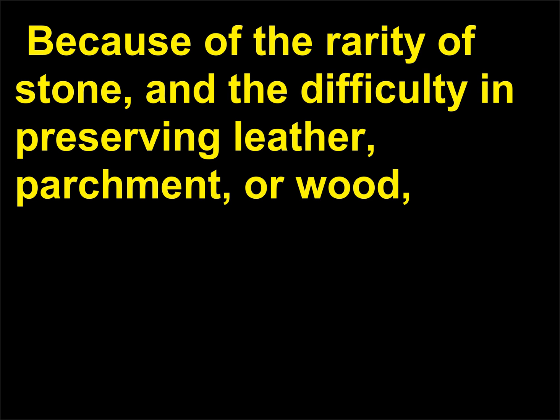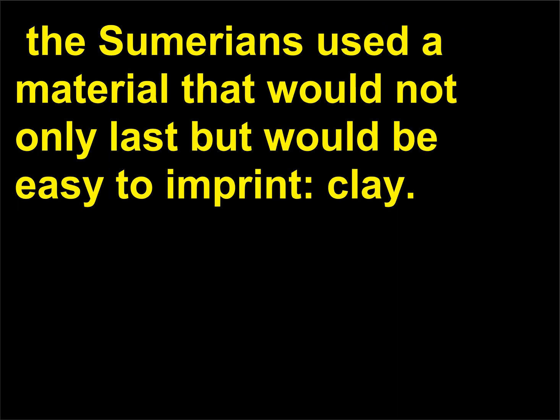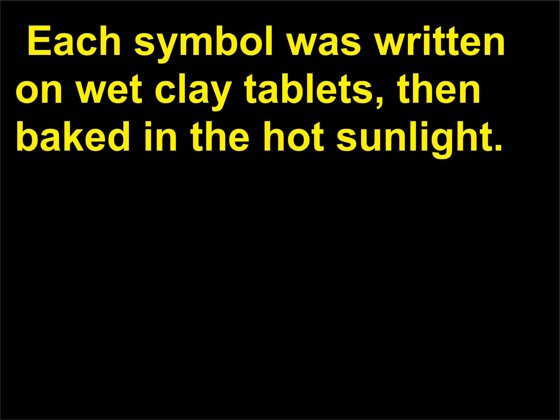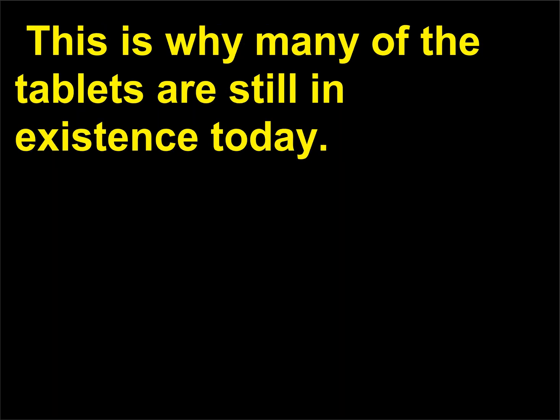Because of the rarity of stone, and the difficulty in preserving leather, parchment, or wood, the Sumerians used a material that would not only last but would be easy to imprint: clay. Each symbol was written on wet clay tablets, then baked in the hot sunlight. This is why many of the tablets are still in existence today.